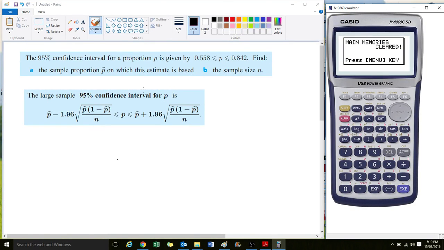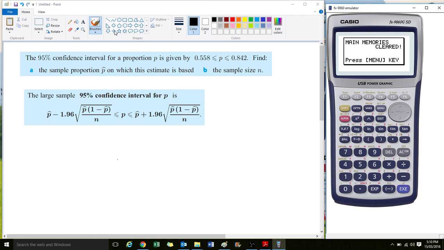Okay, let's look at how we're going to solve this problem here. We have the 95% confidence interval for a proportion P, given by 0.558 ≤ p ≤ 0.842. Find A, the sample proportion P, and B, the sample size N.